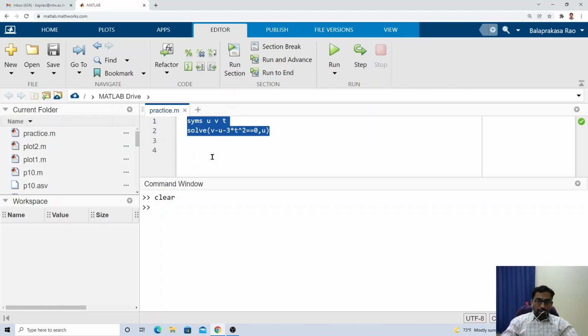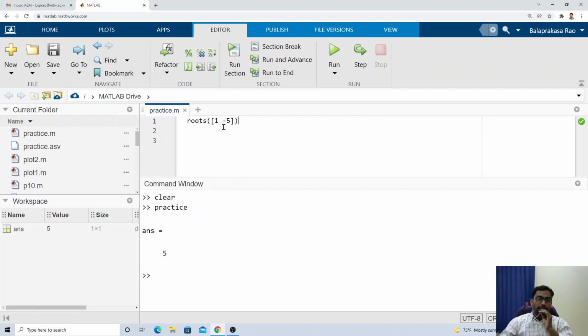This we already solved. Let me repeat it again. Suppose your equation is x minus 5 is equals to 0. This can be represented as a vector and we can pass the vector to this function roots. So let me pass directly the vector. What is the vector? 1 minus 5. What are the roots? You simply run this command, you will get the roots of the equation. What is the root here? X minus 5 is 0, so root is 5. Right? This we already discussed.